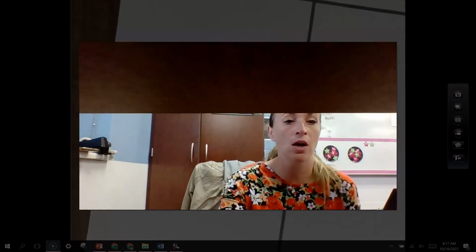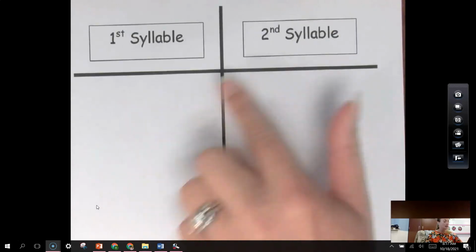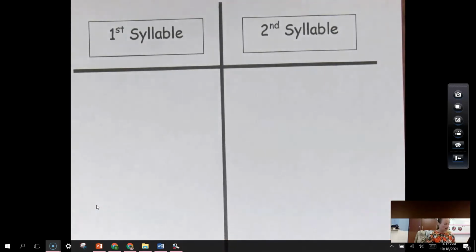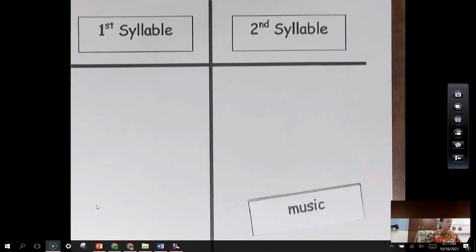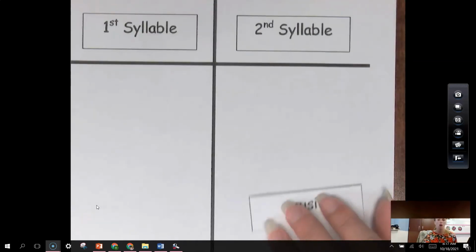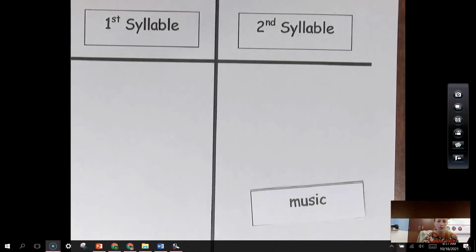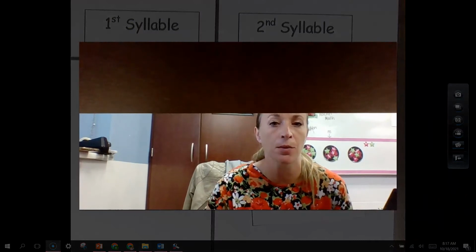All right, kiddos, so we are going to be working with these words, and we're going to be cutting them and gluing them. So you're going to have to pause the video several times to get your words on. These words today have 2 syllables. There's a first syllable, and there's a second syllable. So we're going to go ahead and start with the word music. If you could find that card, you are going to help me split that into syllables.